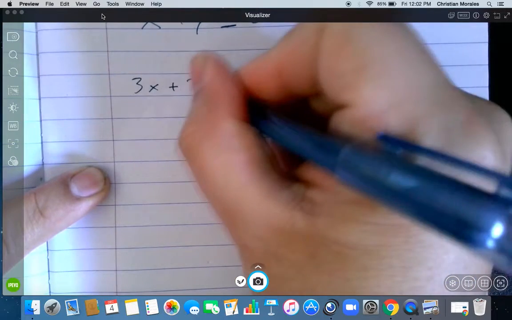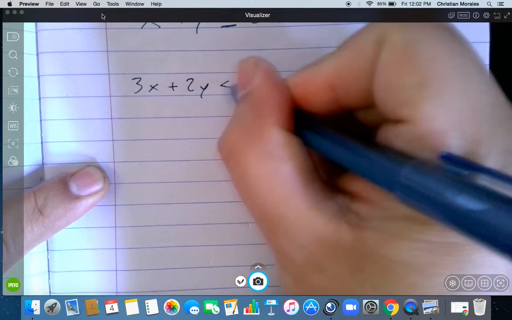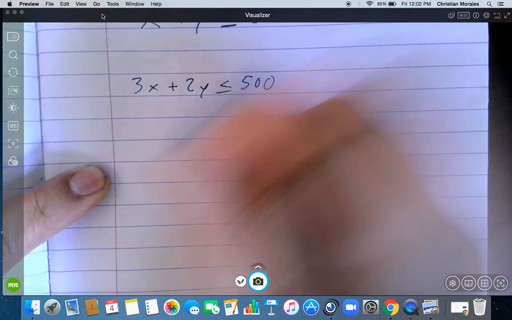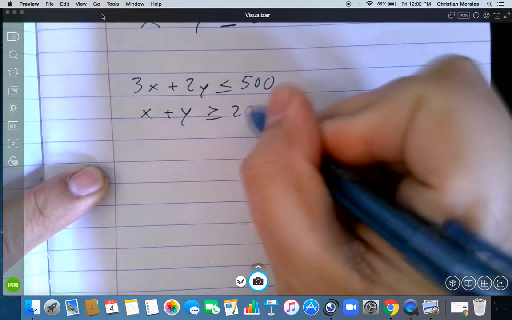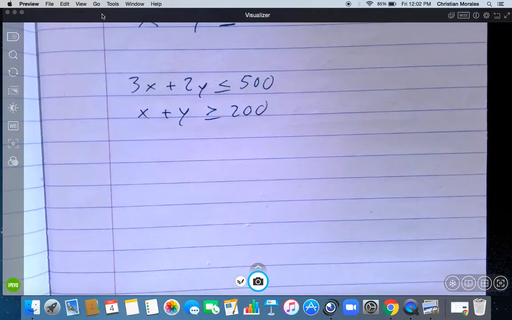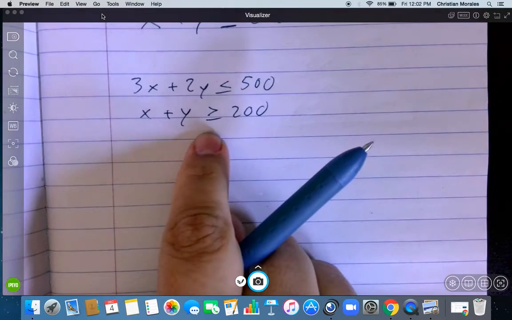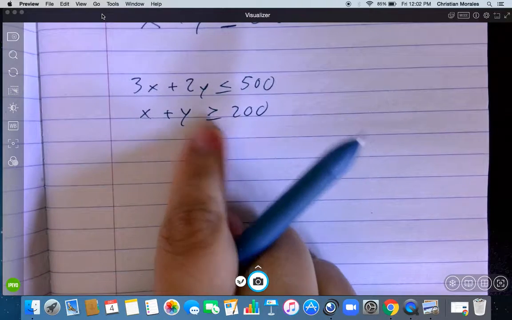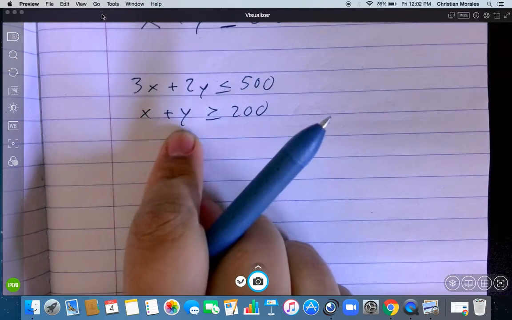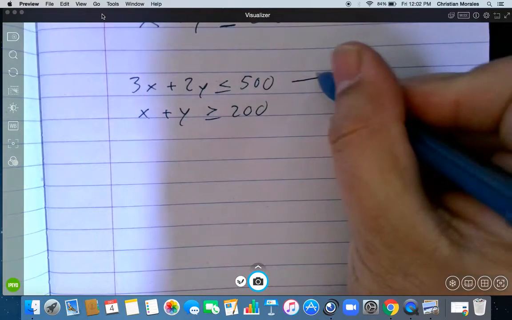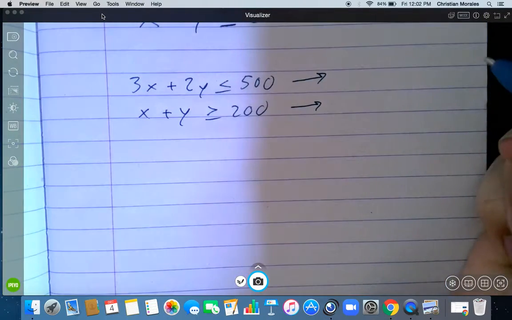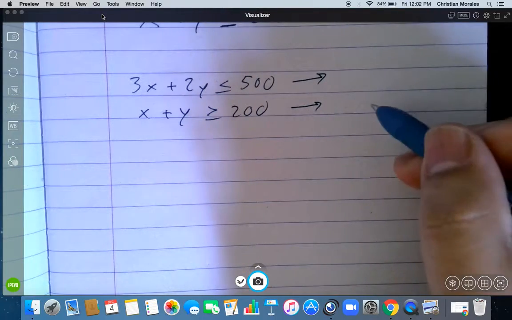3x plus 2y less than or equal to 500, and then x plus y greater than or equal to 200. Okay, this is what we got. Now, if we're going to graph these, I don't want to graph them like this. I want to change them to y equals mx plus b, or slope-intercept form. So we're going to change them both.